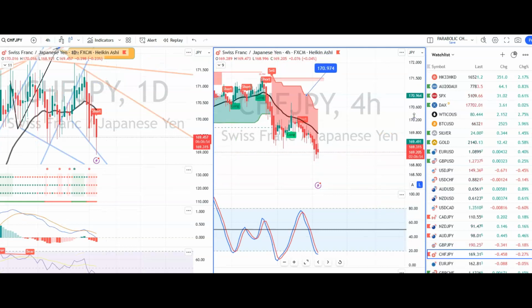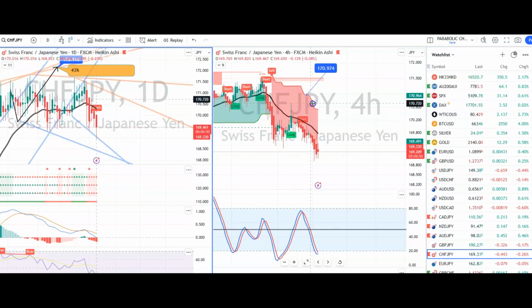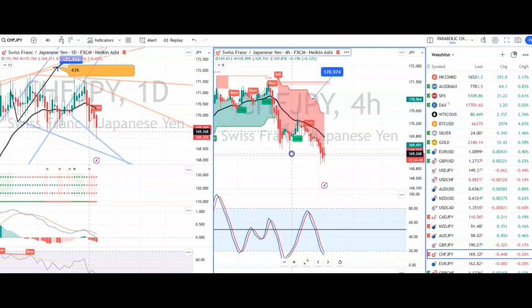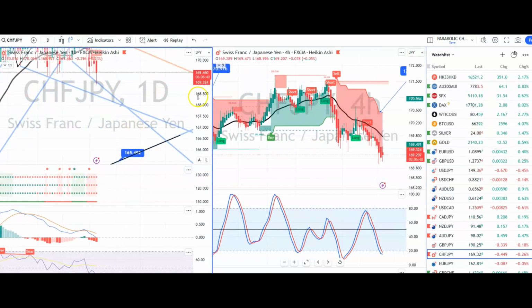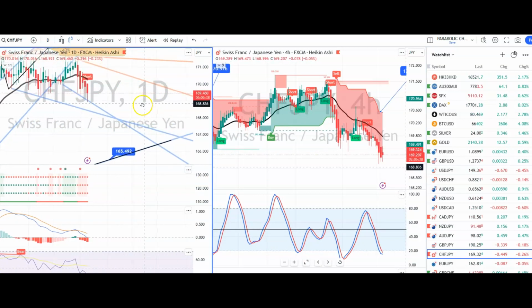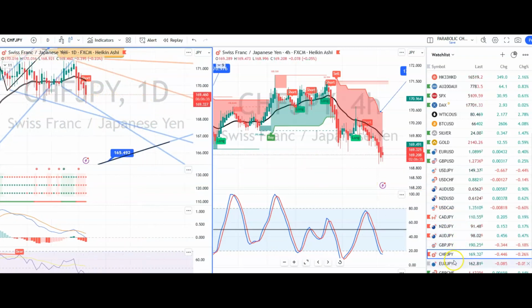Swiss yen, we know the Swiss is doing nothing. We know the yen futures is starting to climb, which will drive this lower. And so therefore this is going down, and your stop now is 170.55. And your target is 165.50. That'd be a massive move.